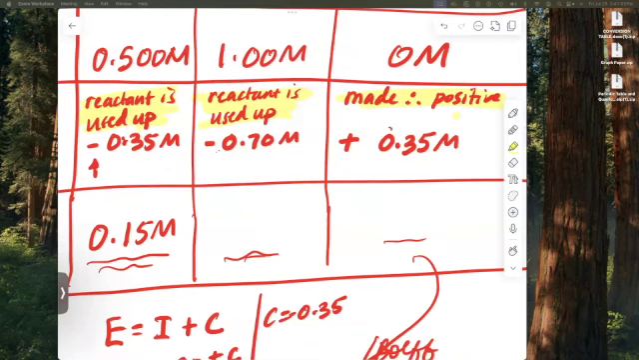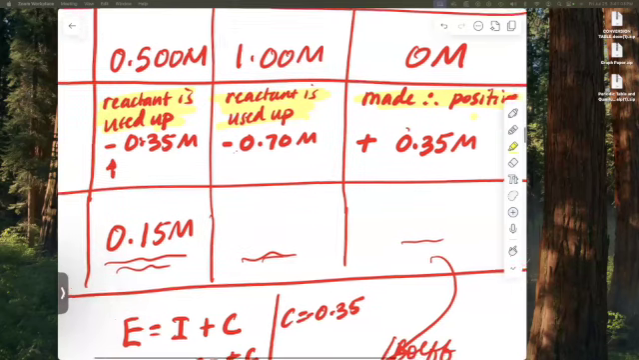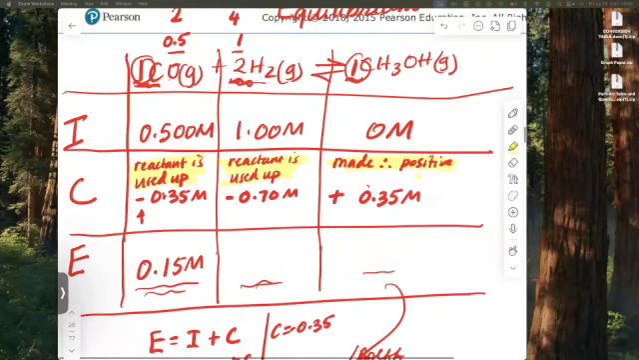Reactants are decreasing, so they'll be negative. Products are being made or produced, therefore they'll be positive. To get E, or equilibrium amounts, just add the top number to the bottom number. So here we're going to get what? 0.300, right? And then here we have 0.35.